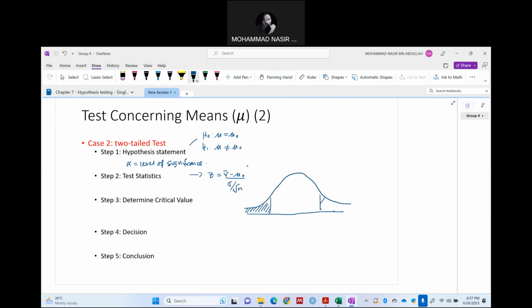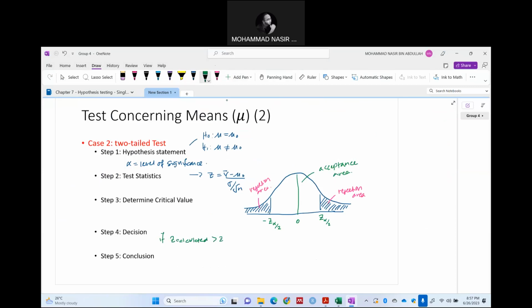So this is on the left and right. This is a rejection area. This is also a rejection area. And this is acceptance. So this one is going to be negative Z alpha divided by 2, and Z alpha divided by 2. This is negative, this is positive. And of course, 0.